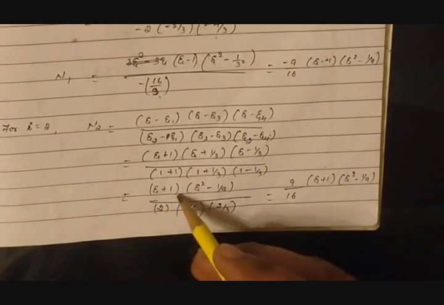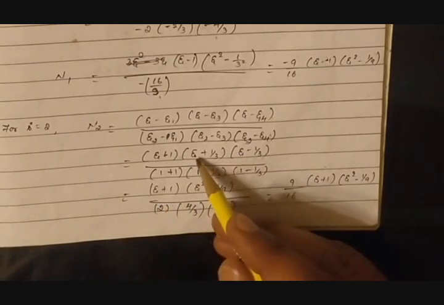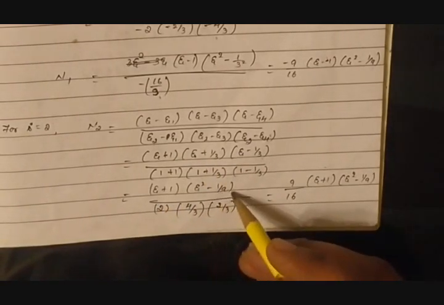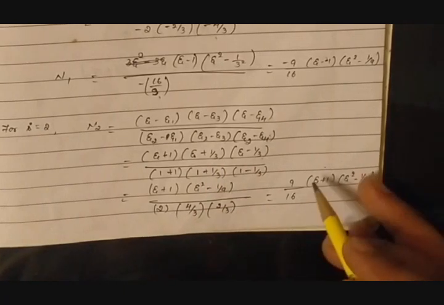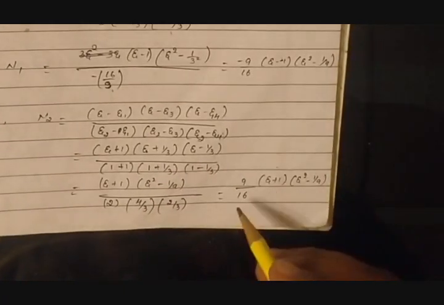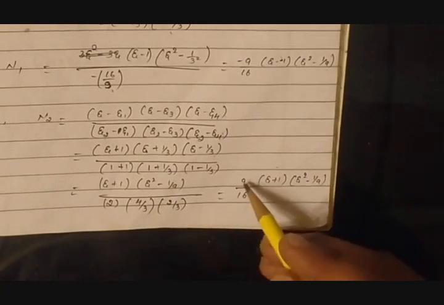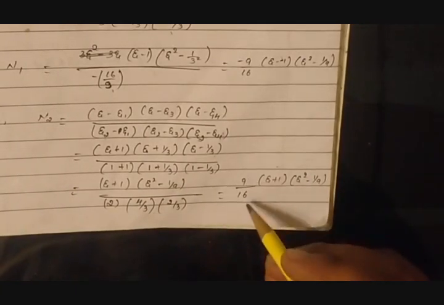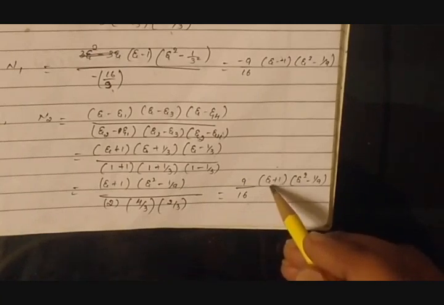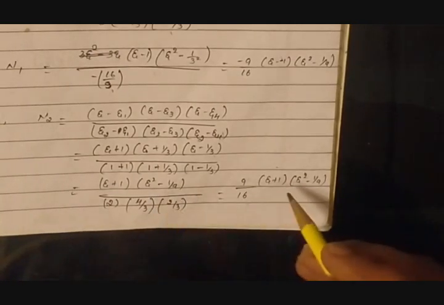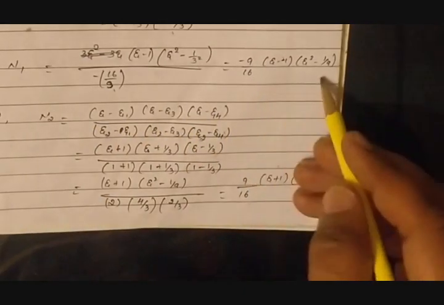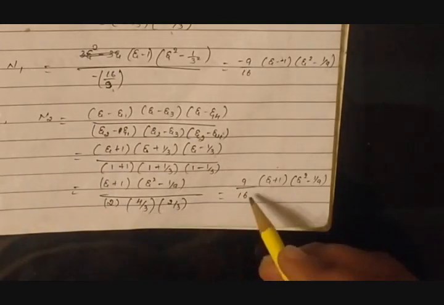Then you will have zeta plus 1 into zeta square, that is (a plus b) into (a minus b), that is a square minus b square. And in the denominator again you will arrive at 16 by 9. Instead of negative you will have positive here. See this, when it comes to the numerator, it becomes 9 by 16 into (zeta plus 1) into (zeta square minus 1 by 9). So just remember the difference. N1 is minus 9 by 16 followed by the same equation. Here it is minus, sorry. And N2 is plus 9 by 16 followed by the equation.